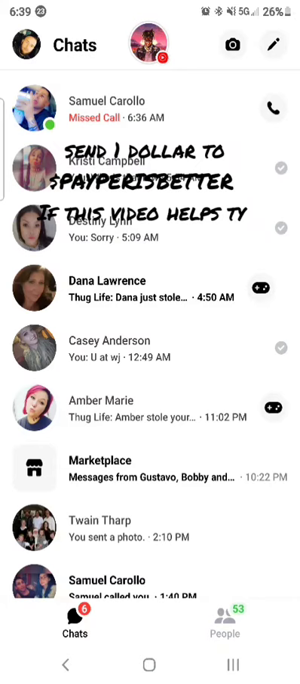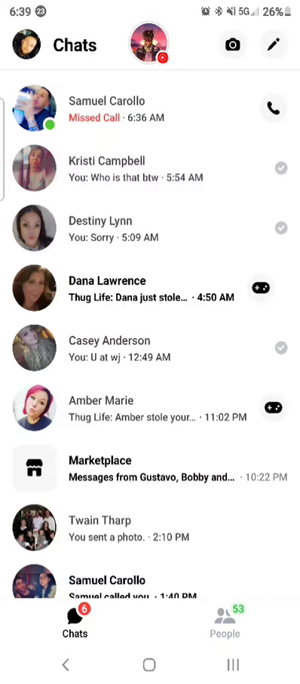People of Earth, this is how you enable or disable vanishing mode on Facebook.